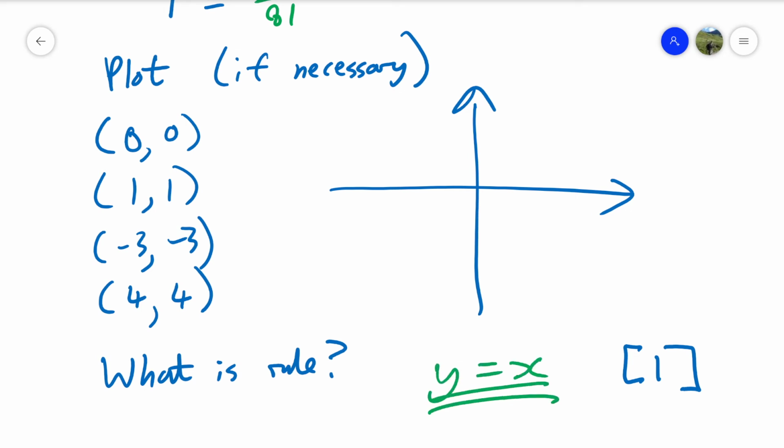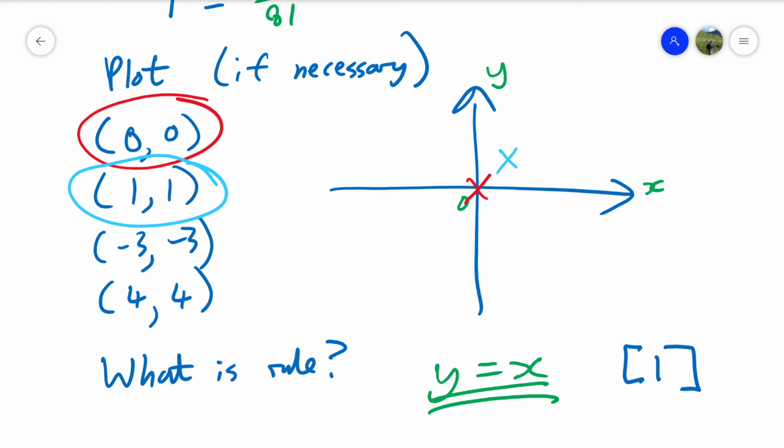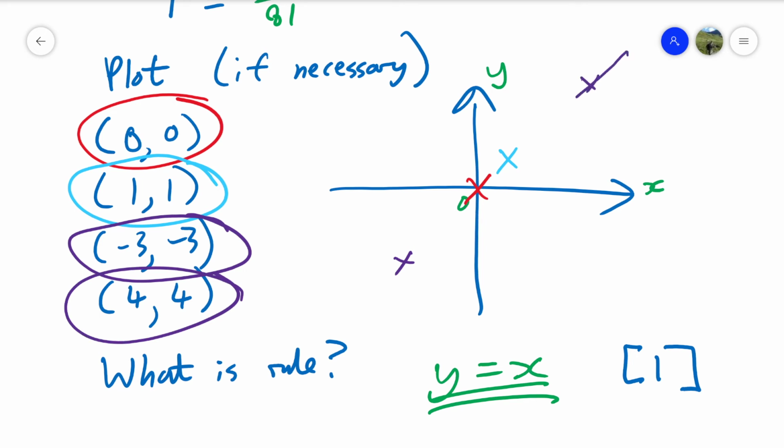Okay. Let's just prove it. You can obviously skip to the next question at this point. 0, 0. That point goes here. 1, 1, that goes here. -3, -3, that goes here. -4, -4, that goes up here. They draw a line.